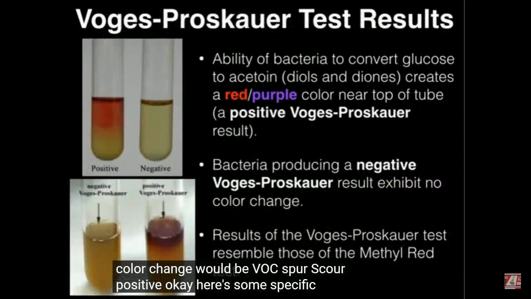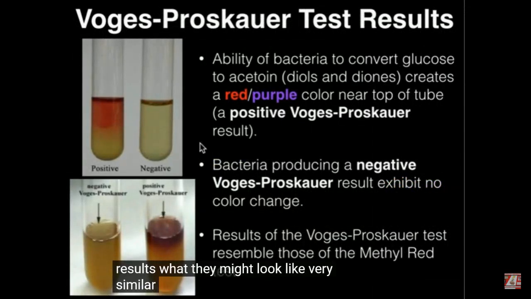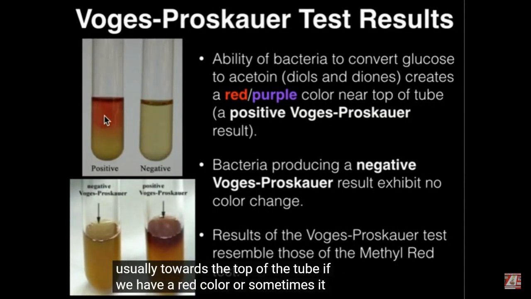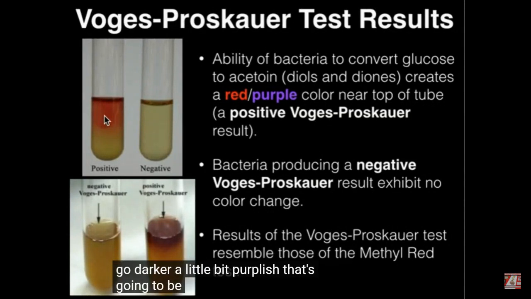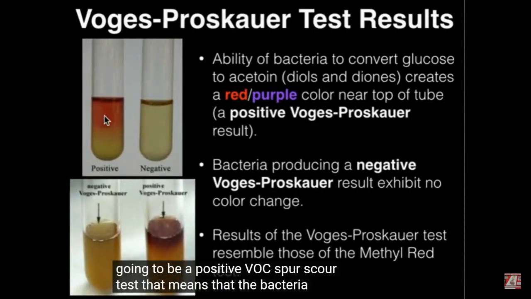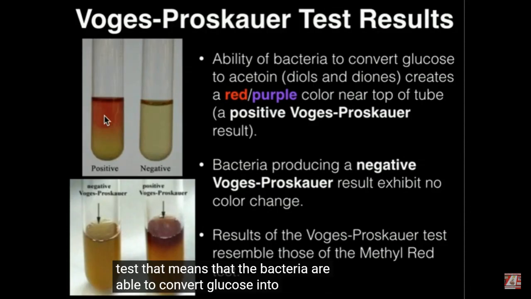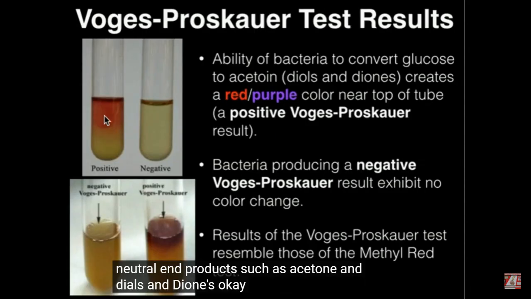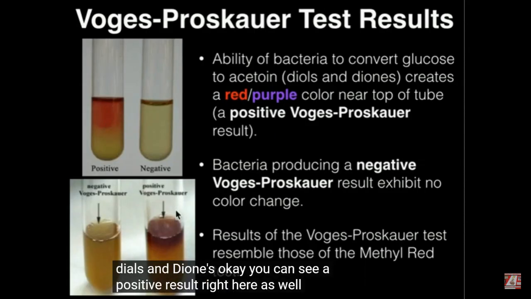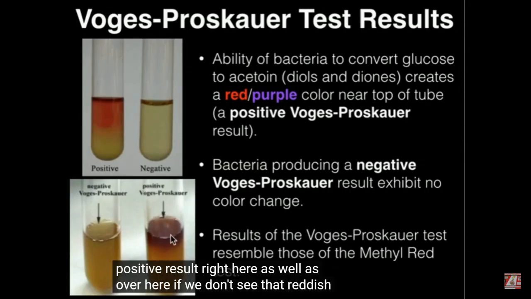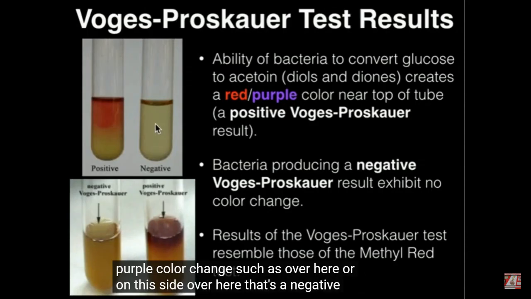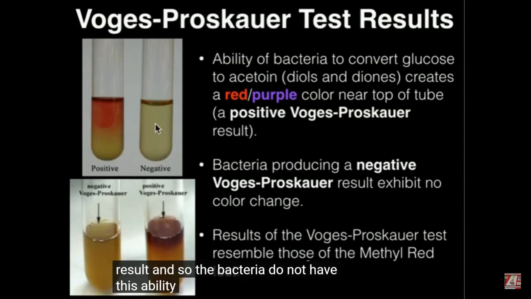Okay? Here's some specific results, what they might look like. Very similar to the methyl red test, usually towards the top of the tube, if we have a red color, or sometimes it can go darker, a little bit purplish, that's going to be a positive Voges-Proskauer test. That means that the bacteria are able to convert glucose into these neutral end products such as acetone and diols and diones. Okay? You can see a positive result right here as well as over here. If we don't see that reddish purple color change, such as over here or on this side over here, that's a negative result. And so the bacteria do not have this ability.